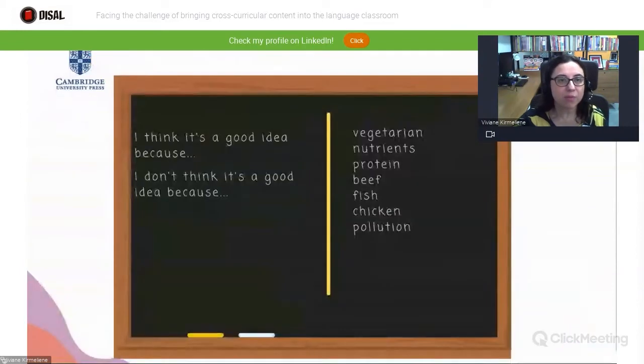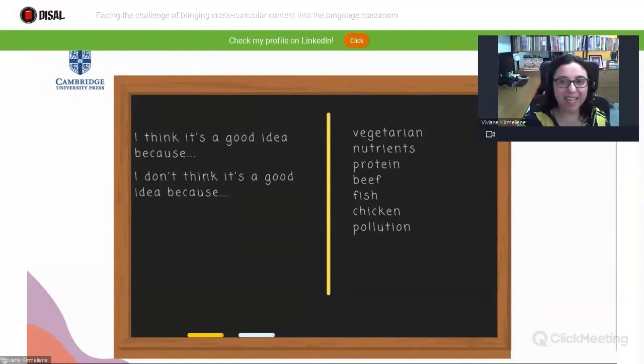Here I have an example of a board, for an oral discussion. I have the language bank on the right with some vocabulary I think students will need in this discussion. And then it's a discussion about being a vegetarian or not. Okay, this is the context. And then we have some language chunks: I think it's a good idea because, I don't think it's a good idea because, and then I can continue and present some other language chunks to support students' production.